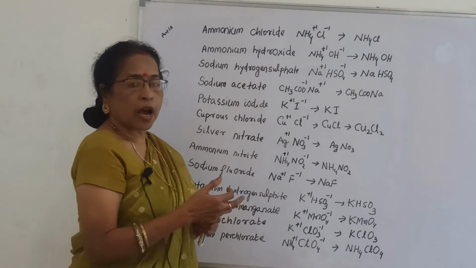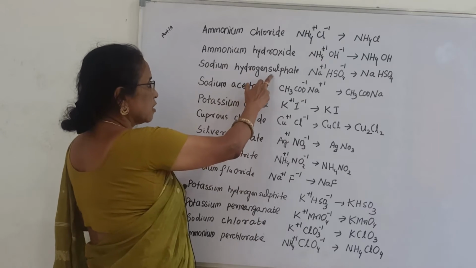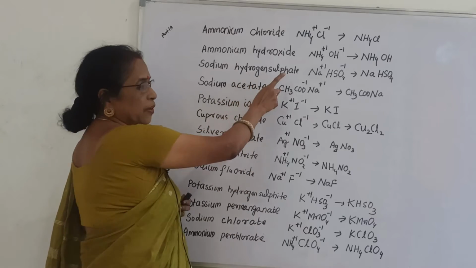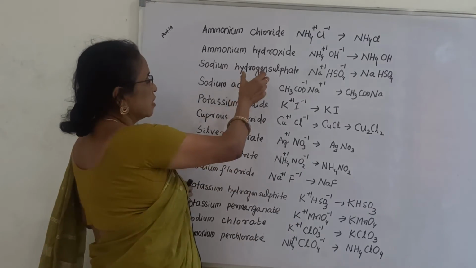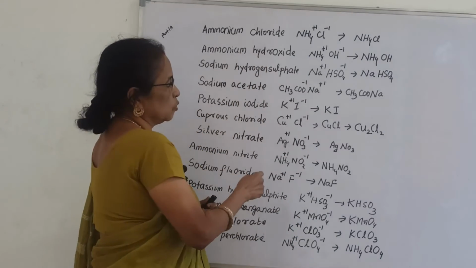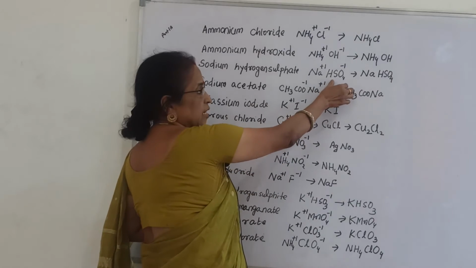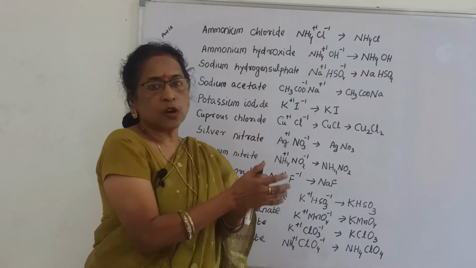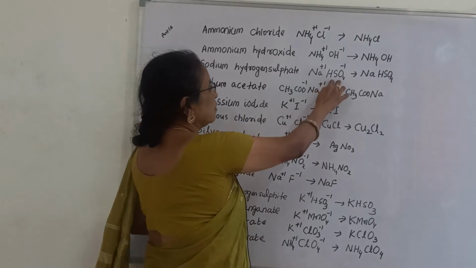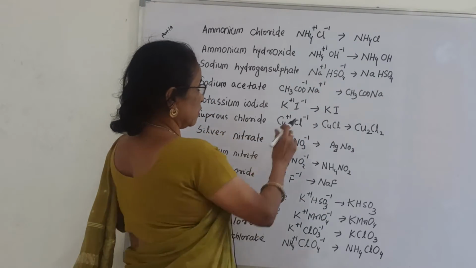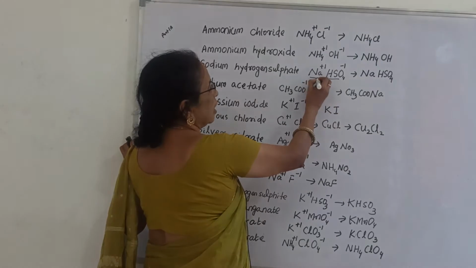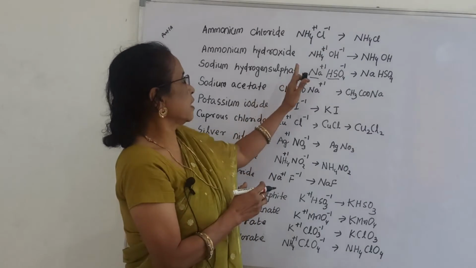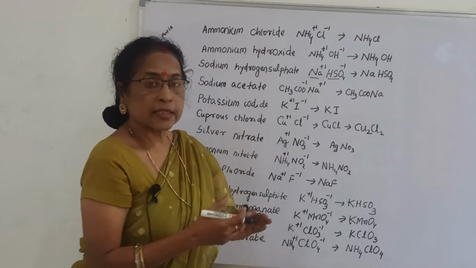Sodium hydrogen sulfate. I told you hydrogen sulfate and hydrogen carbonate were earlier known as bisulfate and bicarbonate, but nowadays hydrogen sulfate is used. Hydrogen sulfate is an acid radical having -1, with the formula HSO4, which is called the bisulfate radical. So the formula is NaHSO4, with the basic radical on the left and the acid radical on the right.